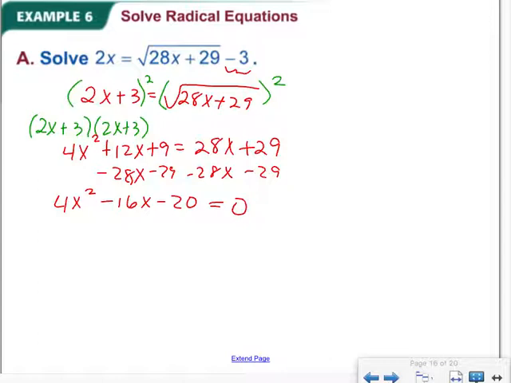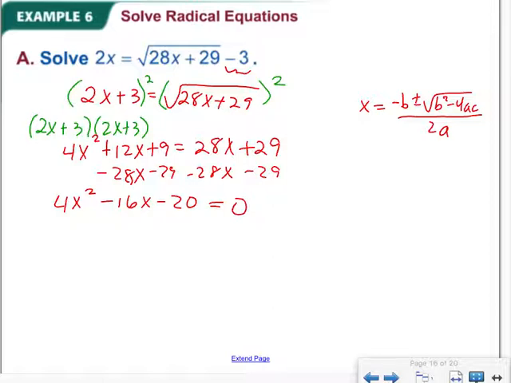Now, if you like the quadratic formula, you can instantly use it at this point. You remember the quadratic formula is negative b plus or minus the square root of b squared minus 4ac, all over 2a. So the a value is 4, the b value is negative 16, the c value is negative 20. I think the quadratic formula is not necessarily the quickest route, the route you want to jump to first.